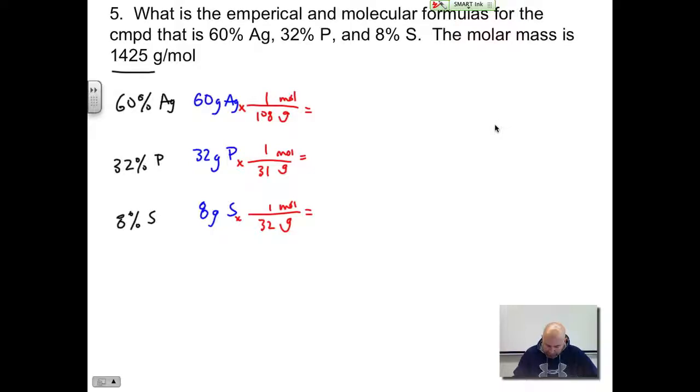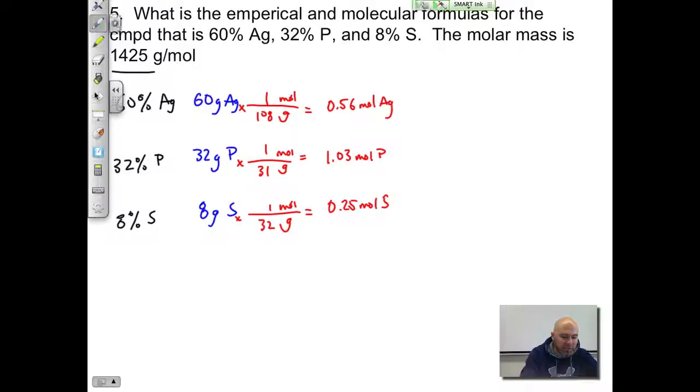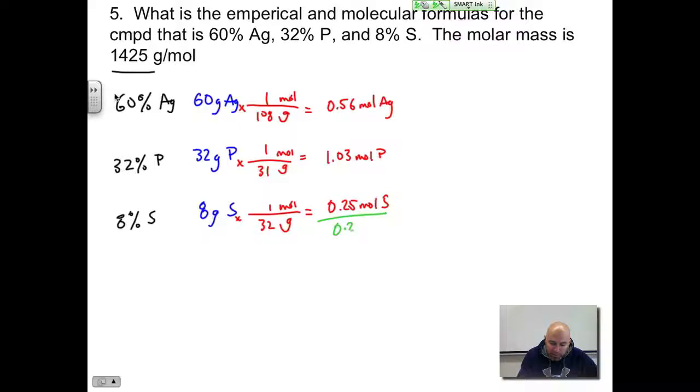Okay. 60 divided by 108 is 0.56 moles of silver. 32 divided by 31, 1.03 moles of phosphorus. And 8 divided by 32, 0.25 moles of sulfur. My next step is to divide by the smallest, 0.25. 0.25 divided by 0.25 gives me 1, obviously, in that one.